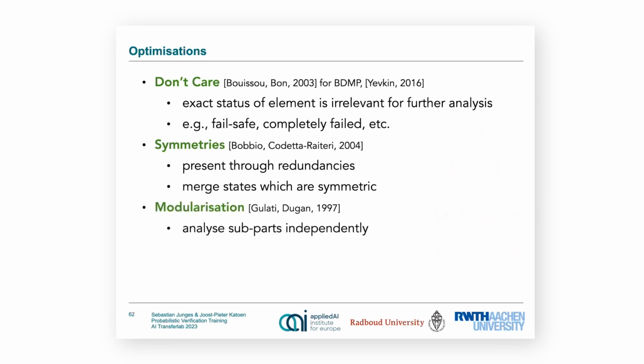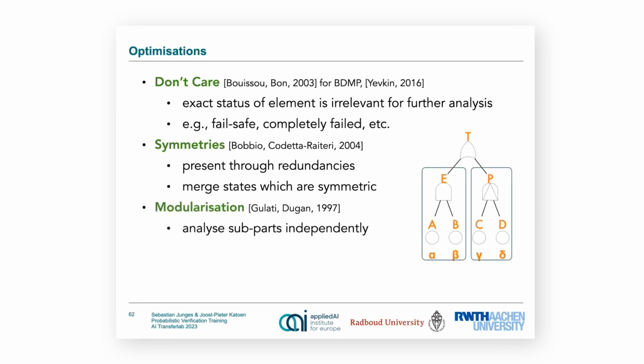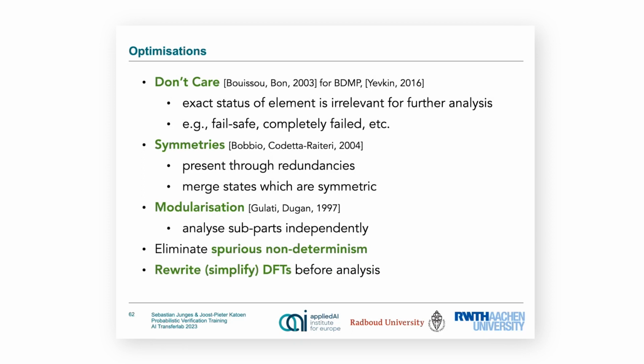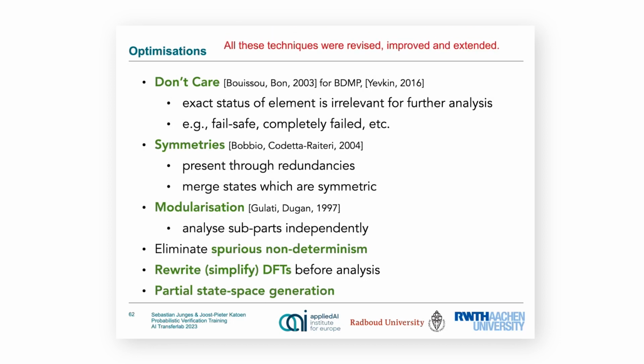And then there are things like modularization. That sometimes means that you can split subtrees. You can evaluate those subtrees independently and then use the results to analyze the rest of the tree. So this is also something you can use. And then you can do other tricks like eliminate non-determinism if it's spurious. Spurious means no matter how you resolve the non-determinism, the result will be the same. We do this rewriting before the analysis, as I mentioned before. And actually, we can also do a partial state space generation. Good. So all these techniques we revised, we improved and extended over the years.